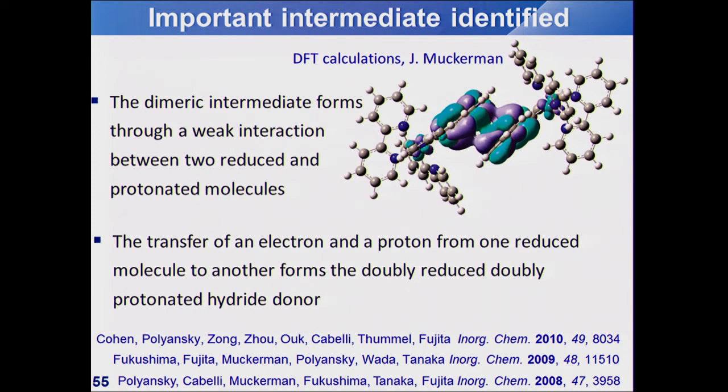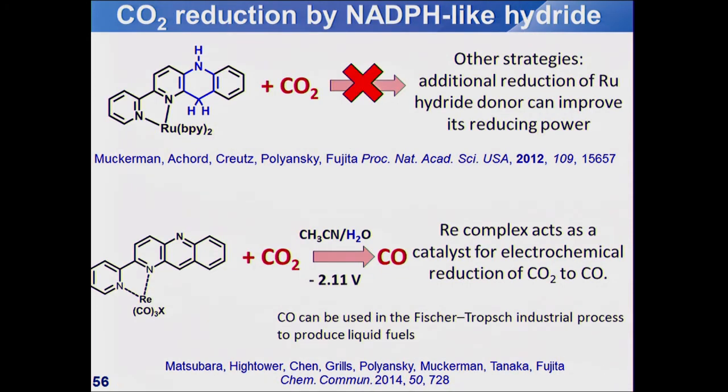So we understood this system better, again using DFT calculations, which Jim has done in our group. And these DFT calculations have shown these types of interactions I mentioned. So these big blobs here actually represent the electronic orbitals of the unpaired electron on these molecules. And you can see this communication between orbitals, meaning that there is some interaction, or we call it bonding. It's not very strong, but it's sufficient again to facilitate transfer of an electron and a proton from one molecule to another to produce the doubly reduced, doubly protonated complex.